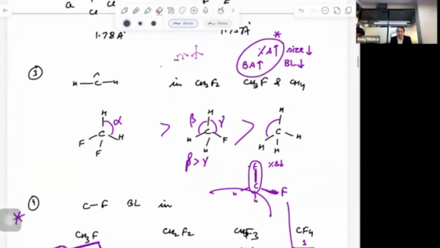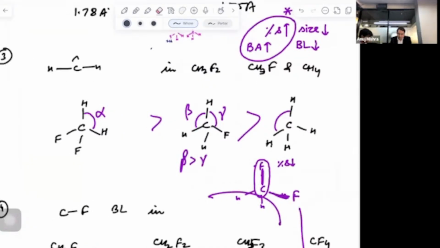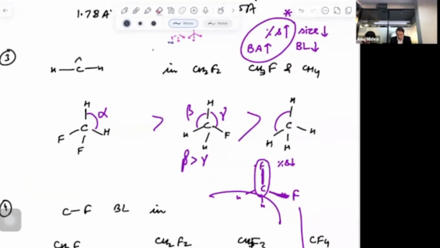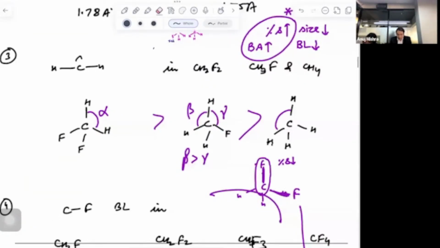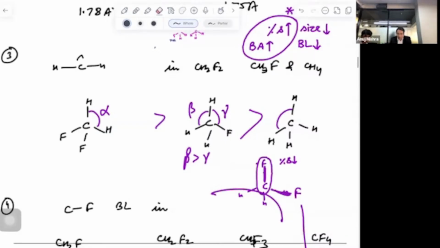CF bond length. अभी CF bond length बताना है, CF, not CH this time. थोड़ा सोचना ध्यान से. CF bond length in CH3F, CH2F2, CHF3 and CF4. कार्बन के साथ 3 हाइड्रोजन 1 फ्लोरीन, 2 हाइड्रोजन 2 फ्लोरीन, 3 फ्लोरीन 1 हाइड्रोजन और 4 फ्लोरीन. कंपेयर करो. Try.